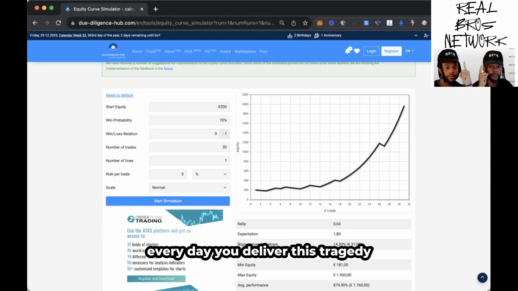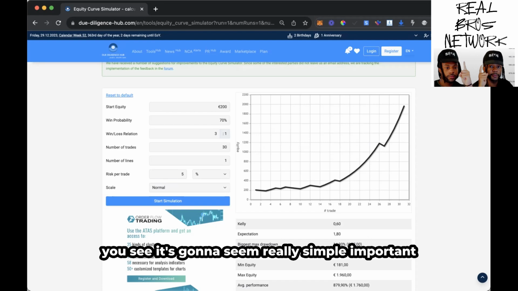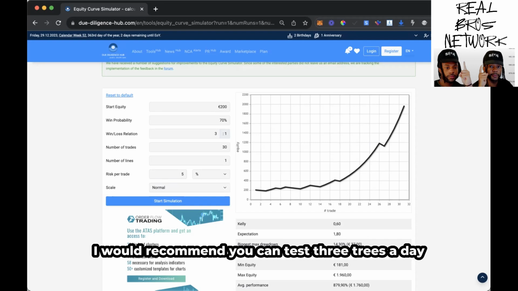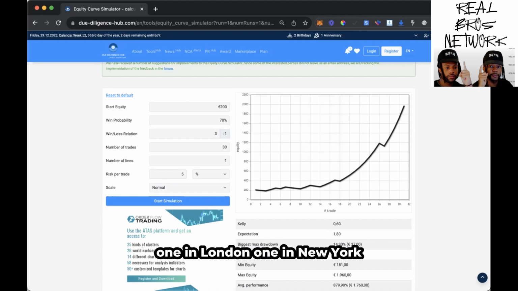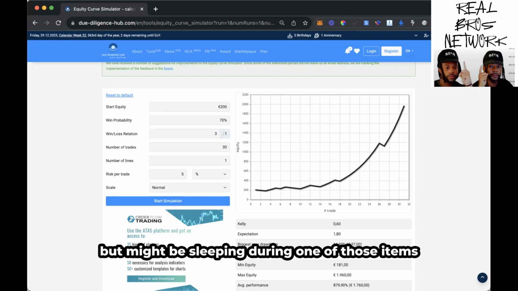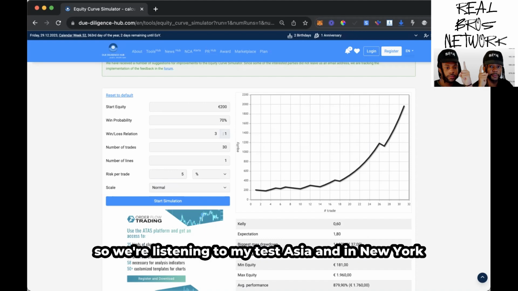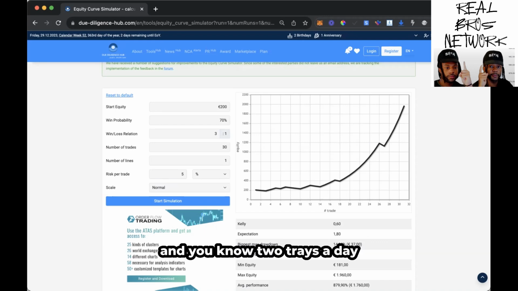Every day you implement the strategy. It's going to seem really simple and boring. You're going to hit that one trade, and you might want to trade again, or you might want to overtrade. I wouldn't recommend it. You can catch 3 trades a day per session. So you can catch a trade in the Asian session, one in London, one in New York, but you might be sleeping during one of those sessions. So realistically, you might catch Asia and then New York. And 2 trades a day, you're done.